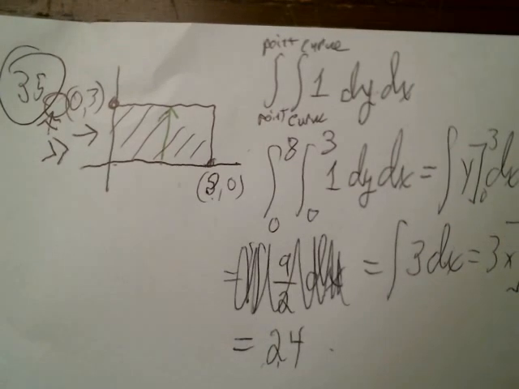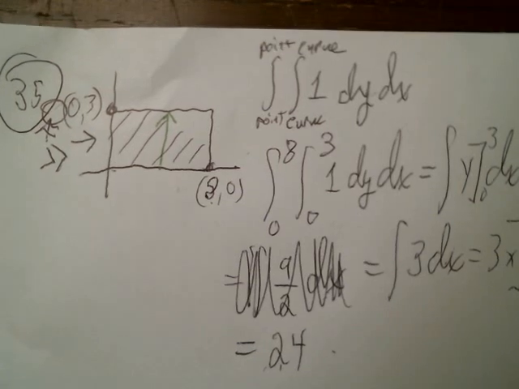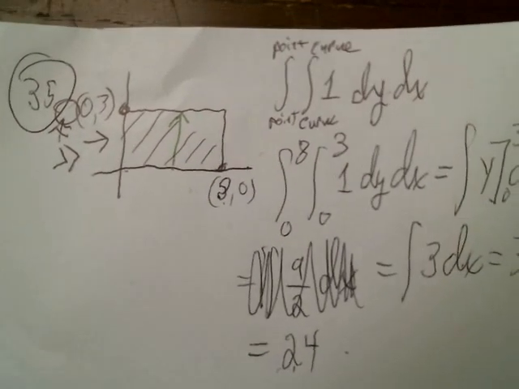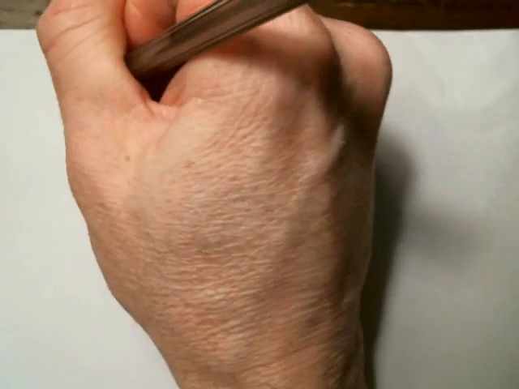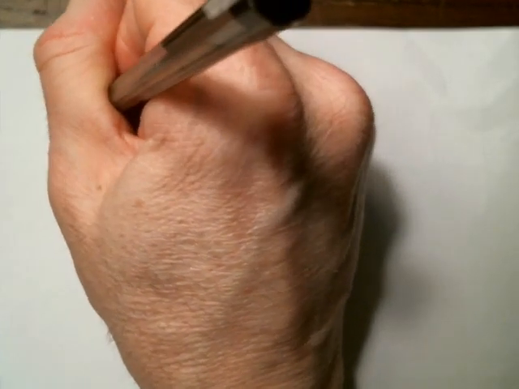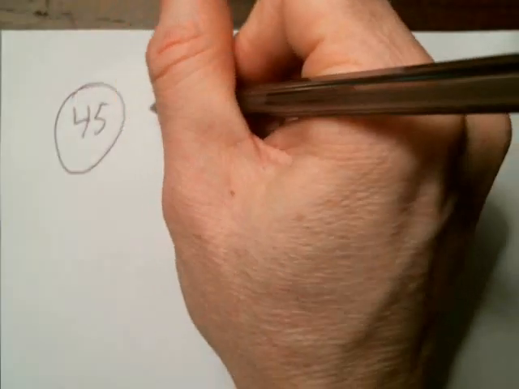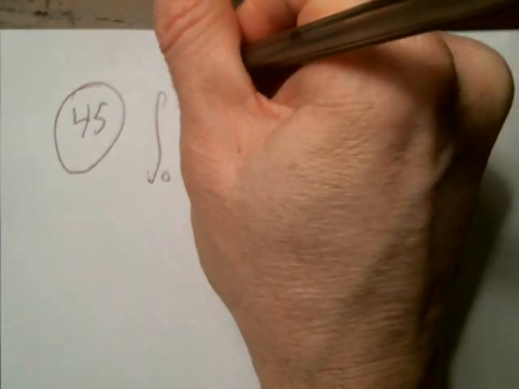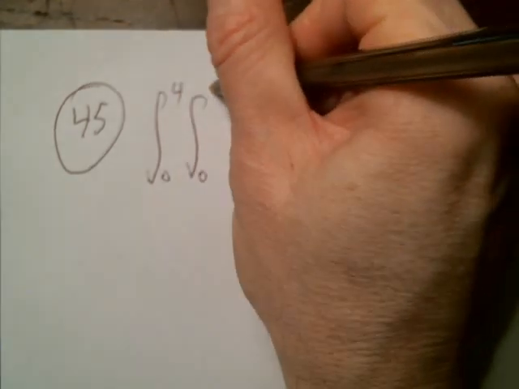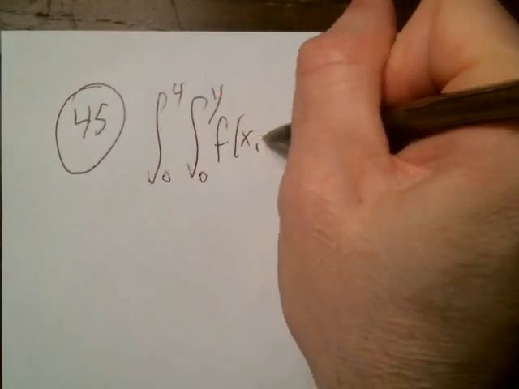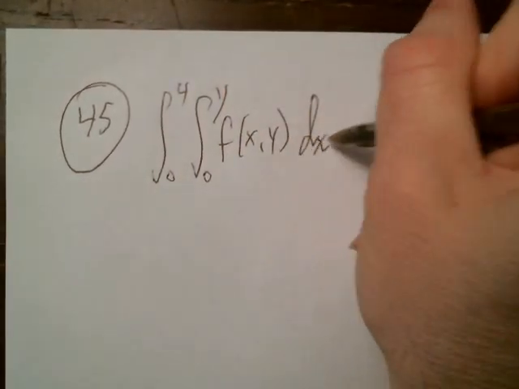Okay, for the rest of the problems, we're going to be given a region, and then we have to produce these integrals and switch the order, right? So this gives you a lot of good practice. So let's try 45. Sketch the region and then switch the order of the integral. So I have the integral from 0 to 4, and 0 to y, f of x, y, dx, dy.